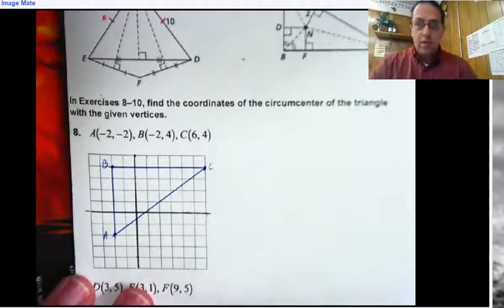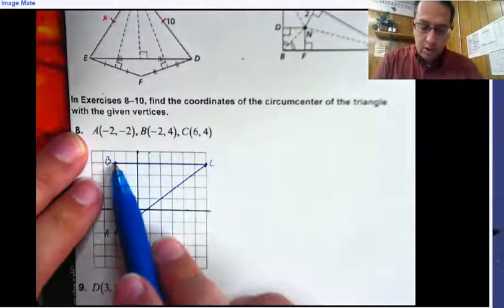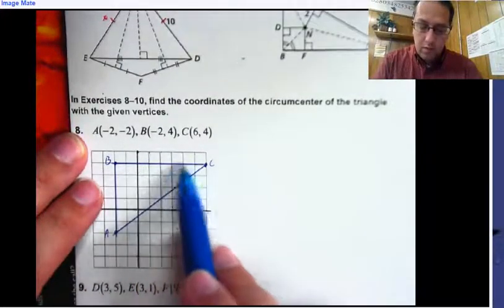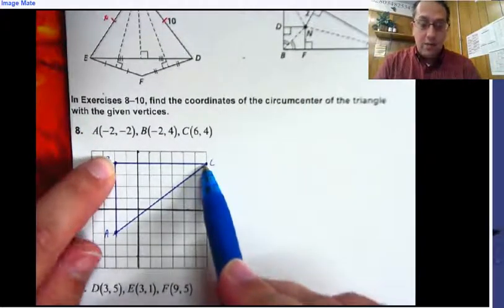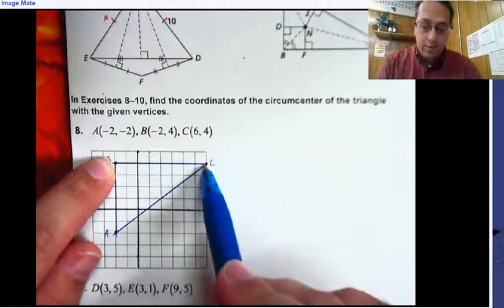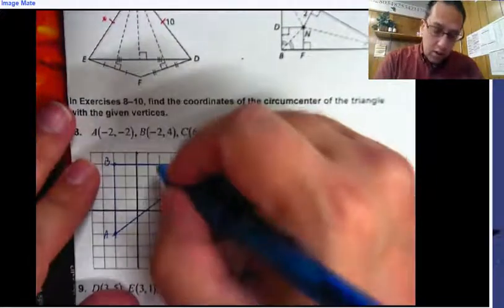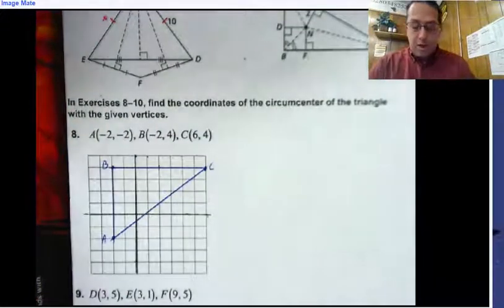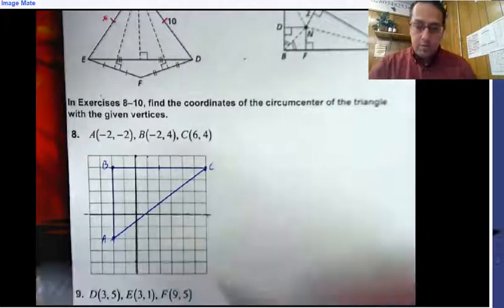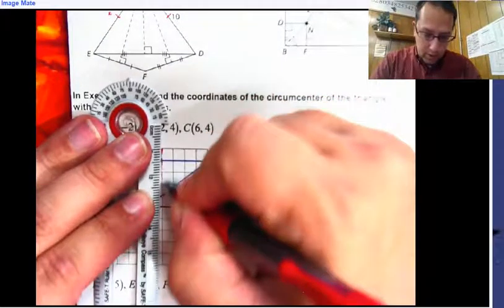So first off, bisect. Let's find the midpoint. And we'll just do BC first because it's horizontal and that's easy to do. 1, 2, 3, 4, 5, 6, 7, 8. So it has a length of 8. So half of that would be 4. 1, 2, 3, 4. Okay, so we're going to go right here, and we need something that is perpendicular to a horizontal line. Well, perpendicular to a horizontal line is a vertical line. So that's going to go this way.